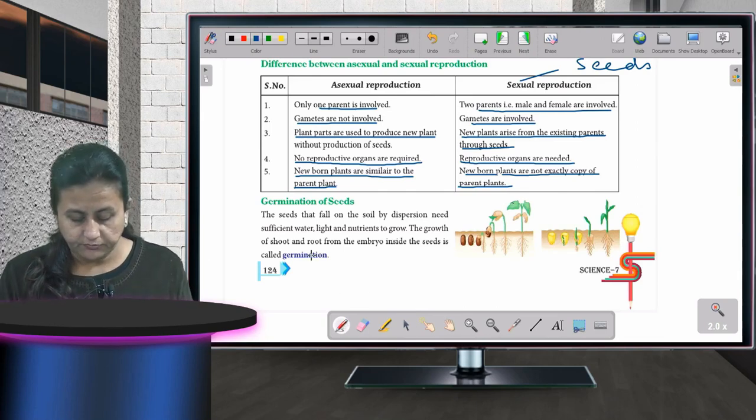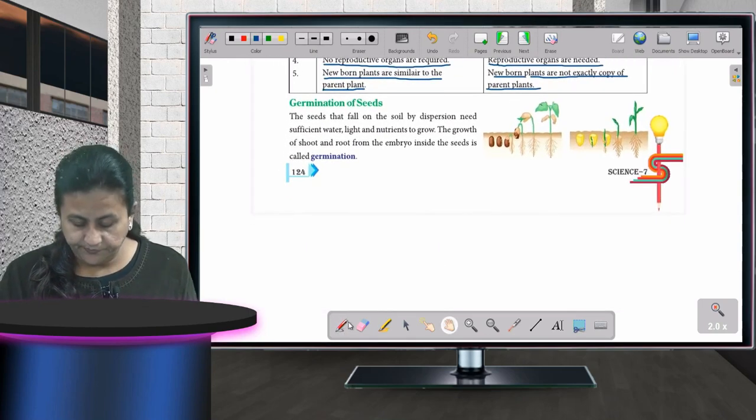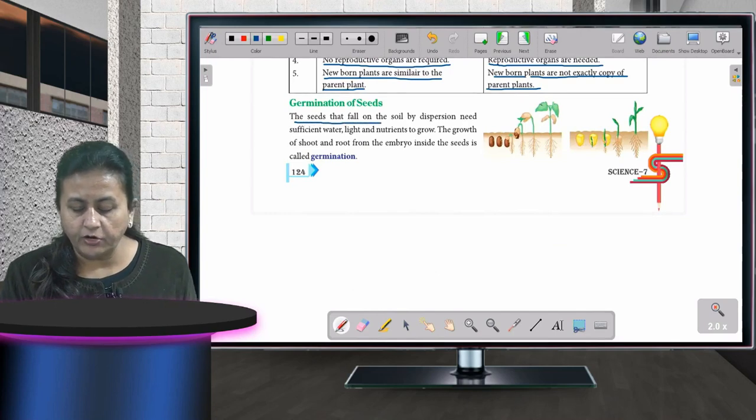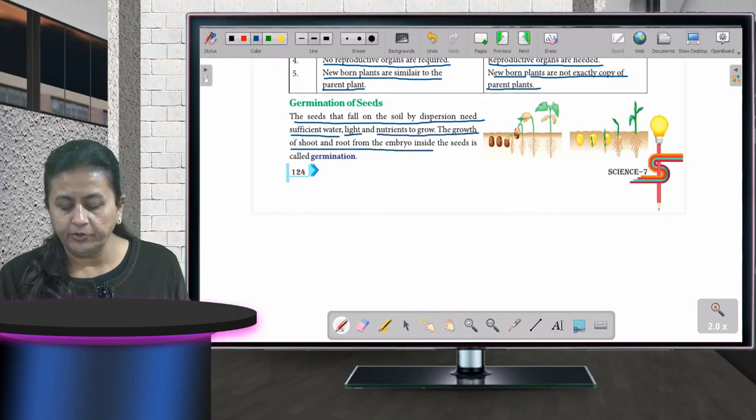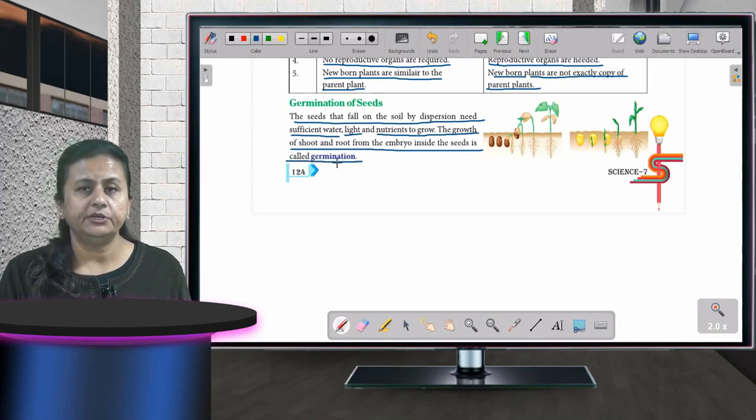You can see here also, the seeds that fall on the soil by dispersion need sufficient water, sunlight and nutrients to grow. The growth of root and shoot from the embryo inside the seed is called germination. What is germination? The growing of the plant from a seed.